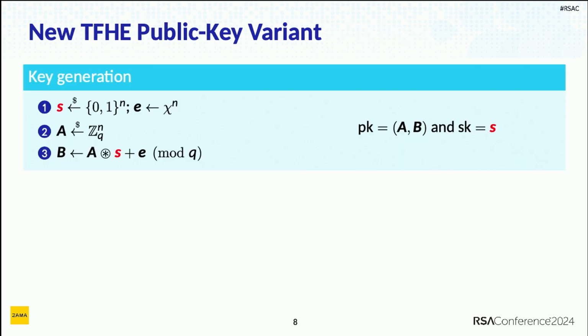Now if I want to publicly encrypt, key generation works as follows. The input secret key, as before, is just a binary string S, again of size typically 1000. We choose some random noise vector E. Then we compute the mask A, a random vector in Zq of size n. And then we compute the second part, which is a vector: the convolution of A and S plus that random noise E. The public key is the pair of those two vectors, A and B, and the secret key is S.